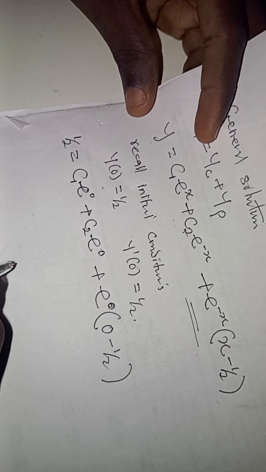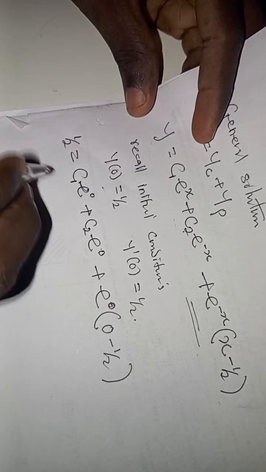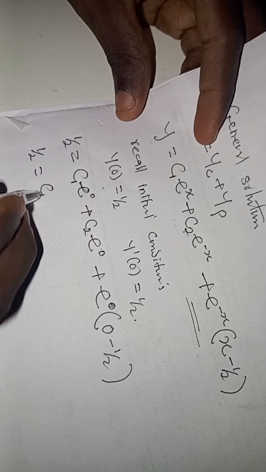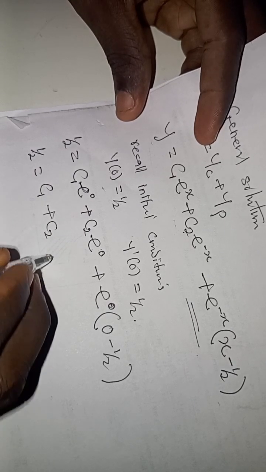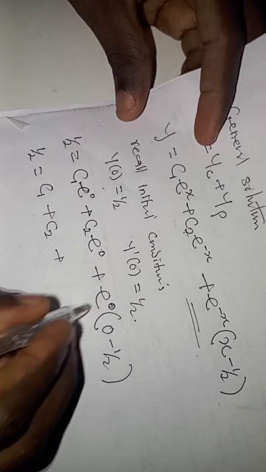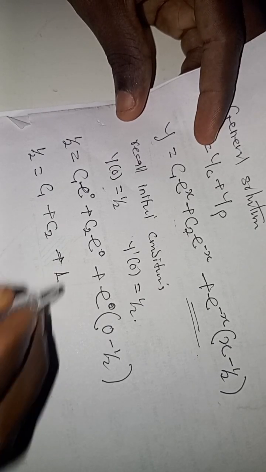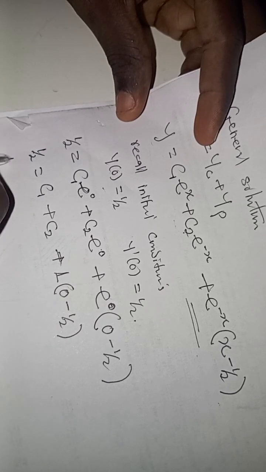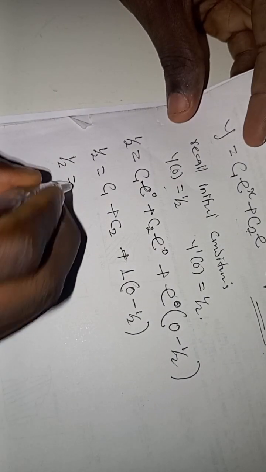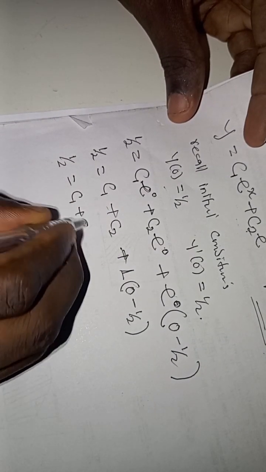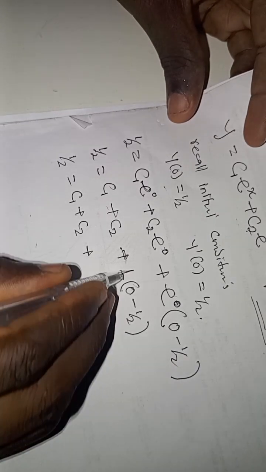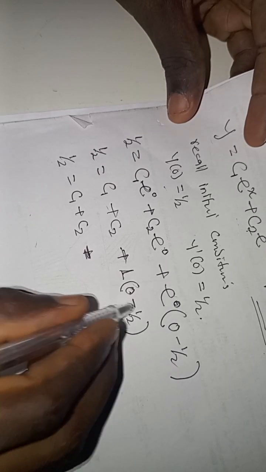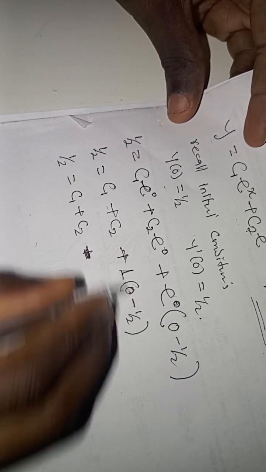Right, so from here I'm going to have 1 over 2 equal to c1 plus c2, plus 1 into 0 minus 1 over 2. So 1 over 2 is going to give me c1 plus c2, then plus this times this will give me 0. Here is going to change to minus because here is minus. So minus 1 times this.